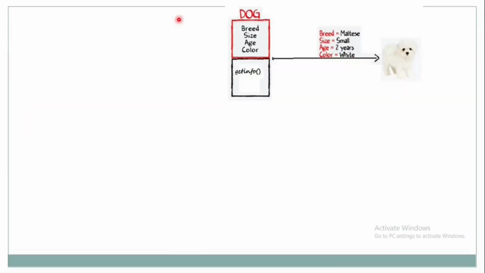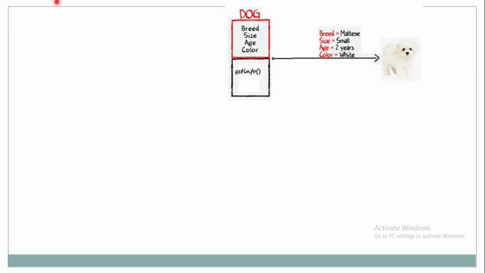Now let us create a simple Java program with the class name Dog, which consists of instance variables and a method. The instance variables are breed, size, age and color, and the method name is getInfo, which displays the values of the instance variables. After that, in the main function we'll be creating an object and initializing the values for the data members of the object.